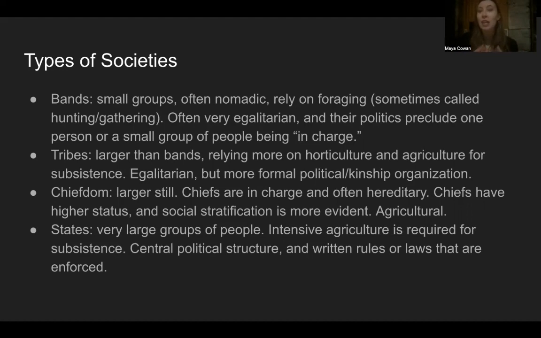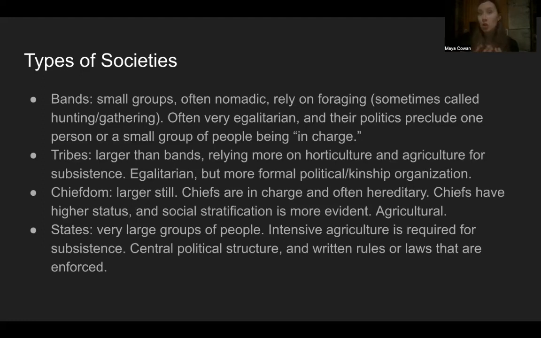They're often very egalitarian, which is kind of the opposite of stratified. So you have stratified on one side and egalitarian on the other side. It basically means people are pretty equal. They're on pretty equal footing to one another. And in particular, genders are pretty equal, right? There's not as much difference in power between men and women. And their politics often preclude one person or small group of people from being in charge. So rather than one person or one group being in charge, power tends to be shared pretty equally, which is part of what it means to be egalitarian.